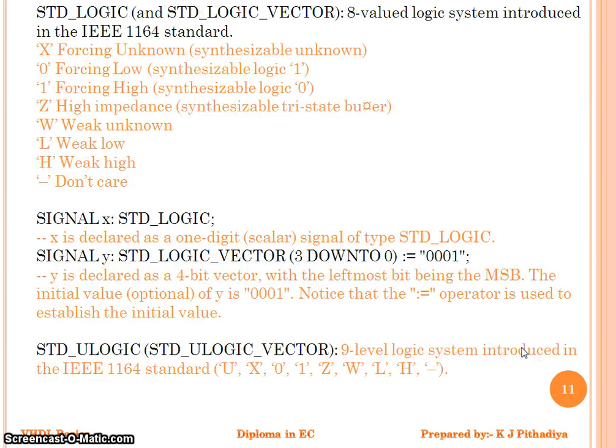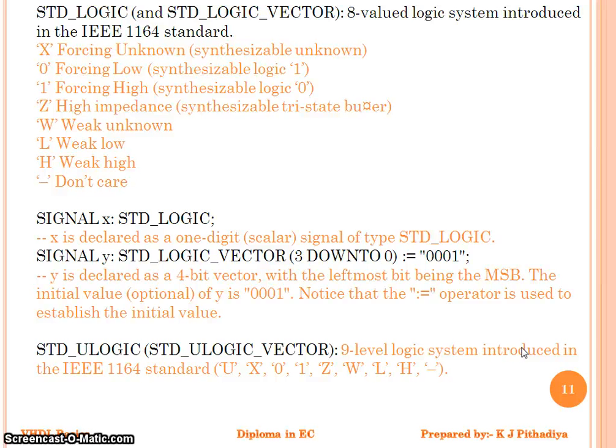Now we'll go for std_logic, or std_logic_vector, the 8-value logic system. Why are we using std_logic? Because within the IEEE 1164 standard we are using std_logic. That means we have 8-value logic systems. The first one, capital X, is known as forcing unknown. Similarly, we have 0 for forcing low, 1 for forcing high, Z for high impedance, W for weak unknown, L for weak low, H for weak high, and dash for don't care. So if we are using std_logic, we can follow this type of 8-value logic system.